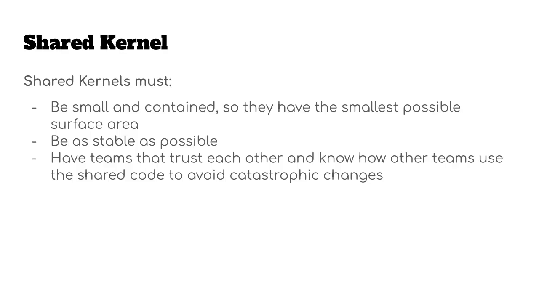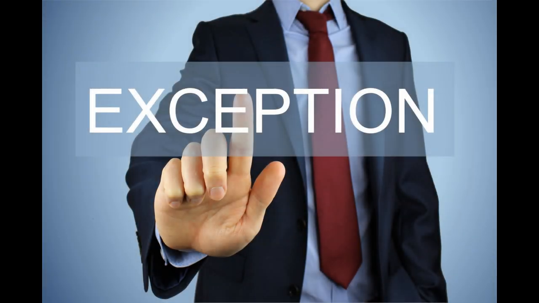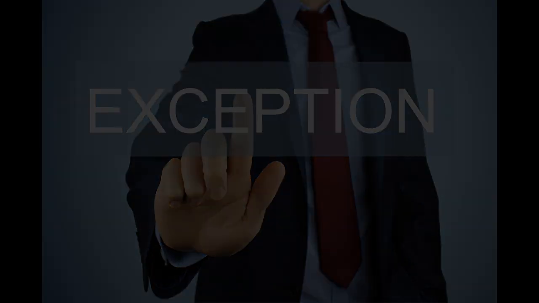The teams working on it should all have a high level of trust with each other, and in order to avoid catastrophic changes, each team modifying the shared kernel should have a good enough understanding of how the other bounded contexts both use and depend on the kernel's functionality. Therefore, it is paramount to understand that using shared kernels should be done as an exception, with grave consideration given to the costs it brings.